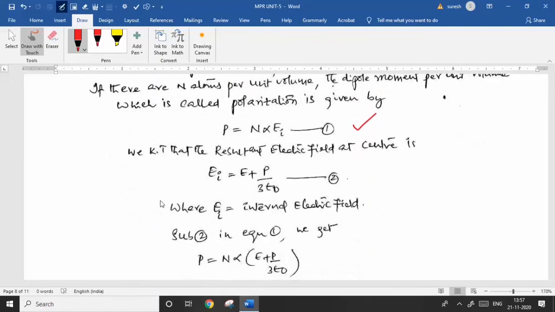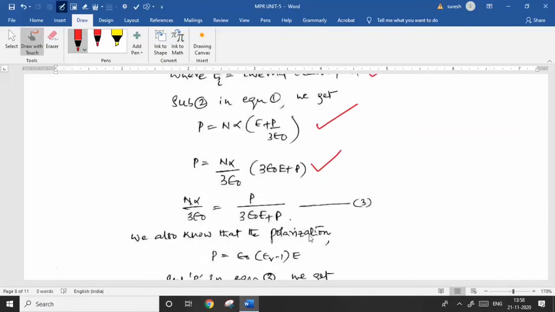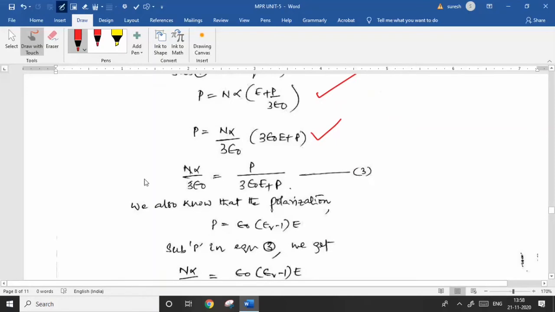And we know that the resultant electric field at the center is EI equal to E plus P by 3 epsilon naught. We have remembered this equation. My internal electric field is always EI equal to E plus P by 3 epsilon naught, where EI is the internal electric field. Now bring this value, equation 2, and substitute in equation 1. We will get P is equal to capital N alpha into E plus P by 3 epsilon naught. Now I am going to multiply N alpha with the bracket. I will get P is equal to N alpha by 3 epsilon naught into 3 epsilon naught E plus P. Now bring N alpha by 3 epsilon naught to the left-hand side. I will get N alpha by 3 epsilon naught is equal to capital P by 3 epsilon naught E plus P. I can call it equation 3.